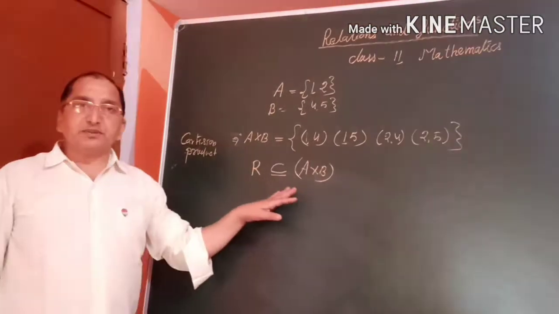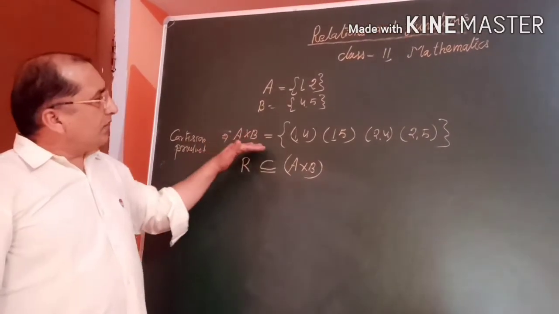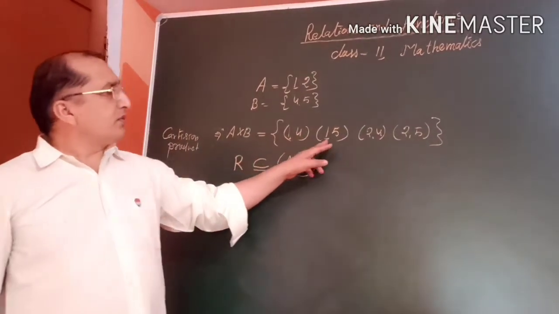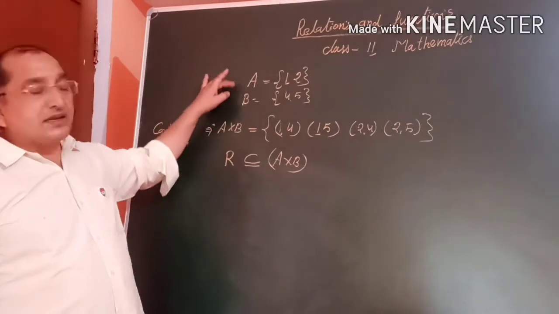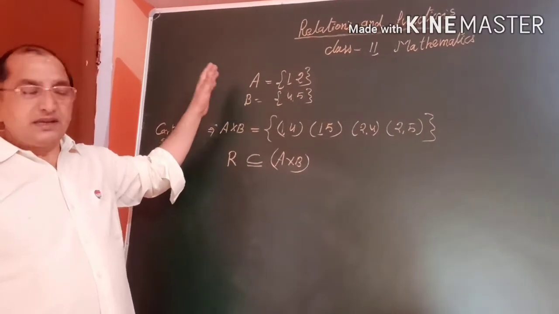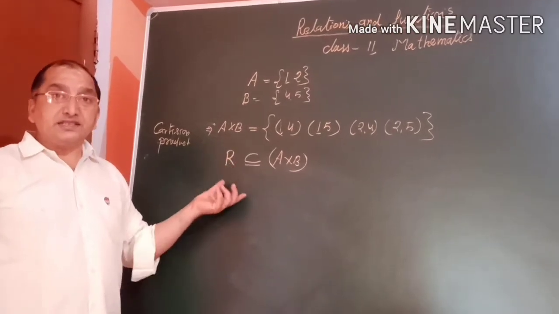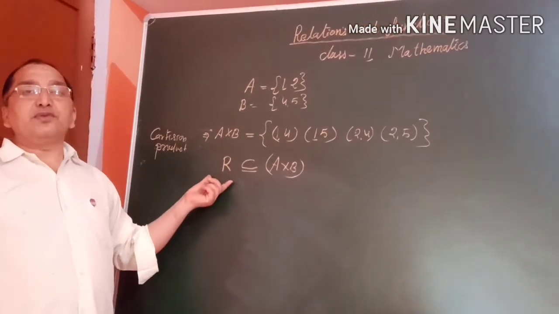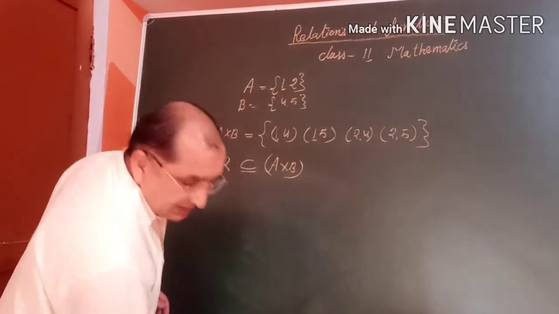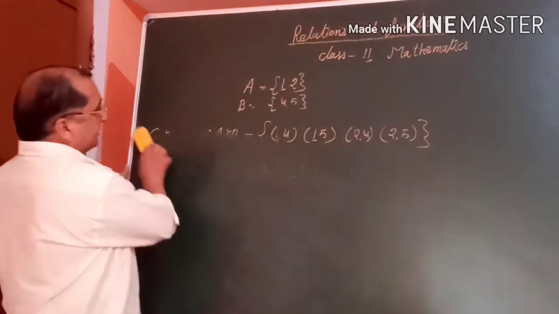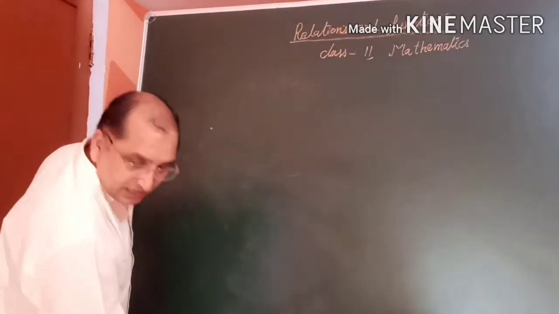Relation R is the subset of Cartesian product A cross B. Here (1, 4), (1, 5), (2, 4), (2, 5) are the Cartesian product of A and B, and we have to choose what type of conditions we have by which we will define the relation R. R is the subset of A cross B. Just now we are beginning this. After the Cartesian product we are beginning the relations.